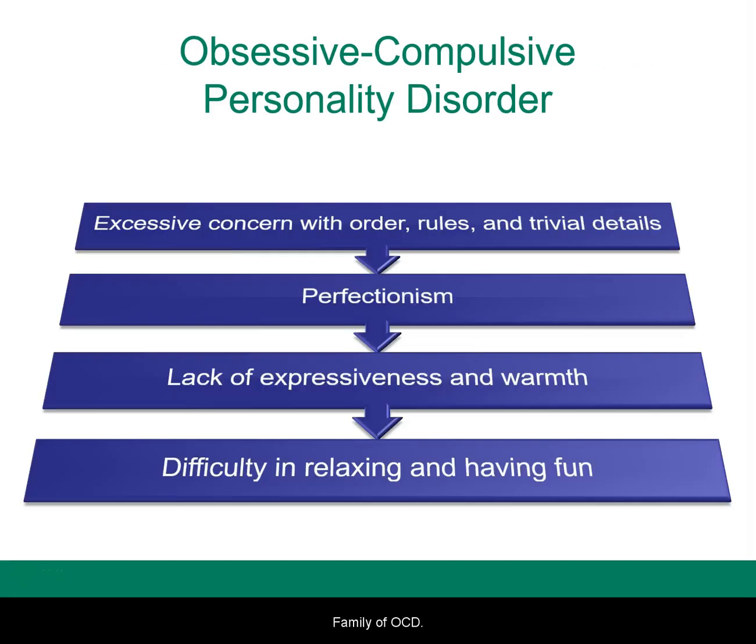And then we have OCD. Now, we've talked about obsessive compulsive disorder when we went through our anxiety chapter. Okay? This is obsessive compulsive personality disorder, so it's a lower grade. Excessive concern with order, rules, and trivial details, perfectionism, lack of expressiveness and warmth, and then difficulty in relaxing and having fun. Just remember that this is a lower grade obsessive compulsive disorder.